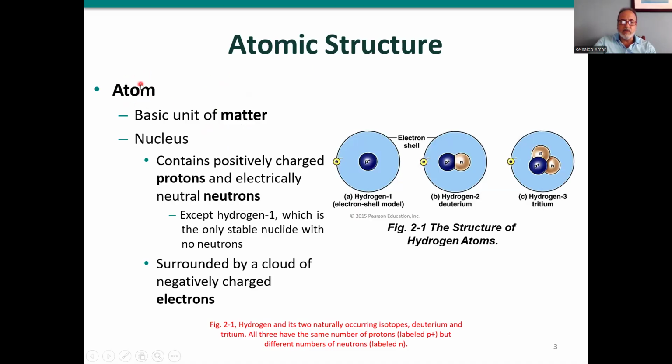Okay, so let's talk about atomic structure. First, we need to know what an atom is. An atom is the basic unit of matter. And when we study an atom, we see that there is a nucleus on the inside. This nucleus is surrounded by electrons. Electrons are negatively charged, so we call this the electron cloud. And in the nucleus, we can find protons and we can find neutrons. Notice in here that hydrogen-1 doesn't have any neutrons, but hydrogen-2 has 1, and hydrogen-3 has 2 neutrons. These are all variations of an atom, and variations of an atom we call isotopes.